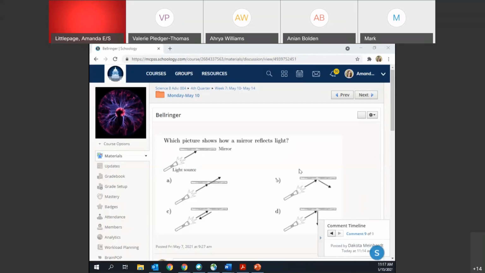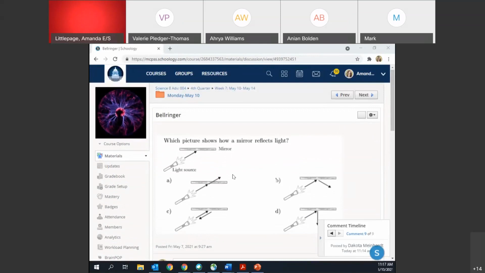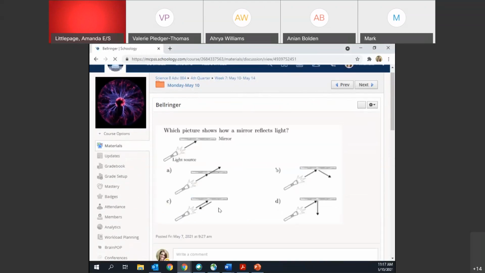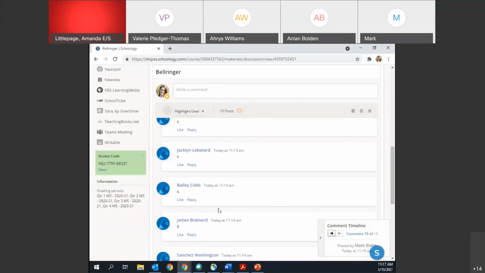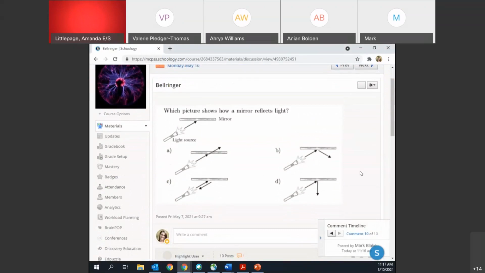All right. So let's take a look at this bell ringer. We haven't talked too much in detail about this, but this is looking at reflection. At this point, you guys should know that light waves reflect. All waves, actually, not just light waves, but all waves in general do reflect. So let's kind of take a look at this here. It says, which picture shows how a mirror reflects light? I'm just going to take a look at what some of you guys posted. So the correct answer for this one is, in fact, B.